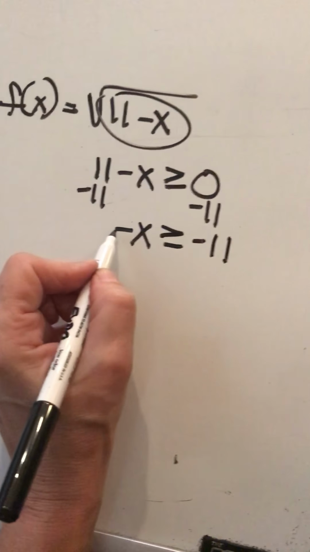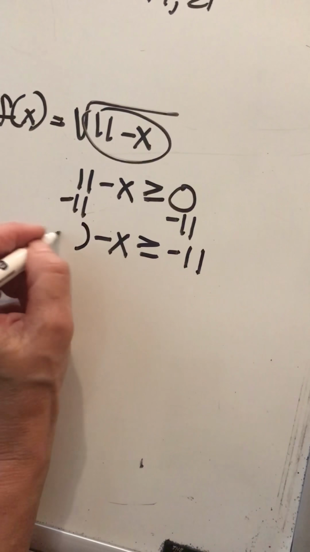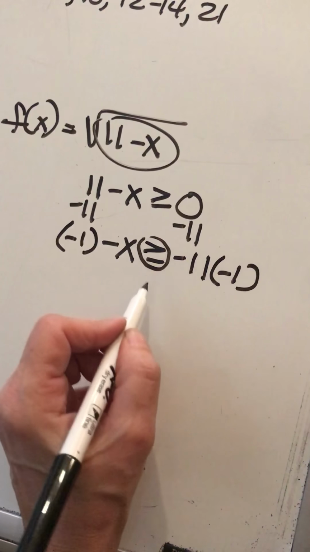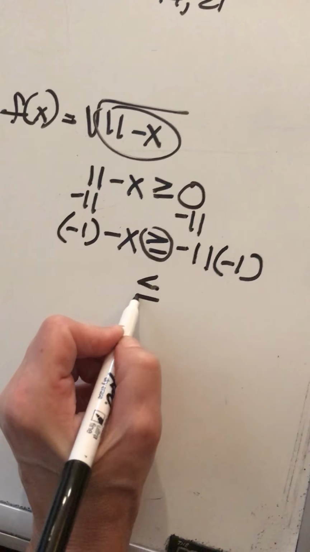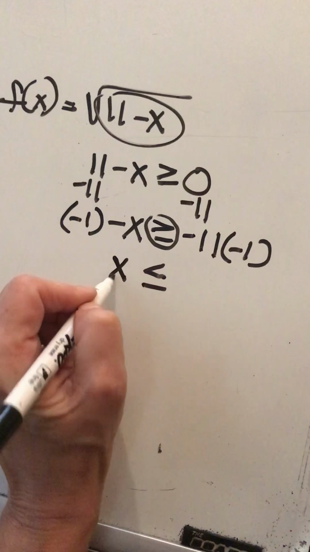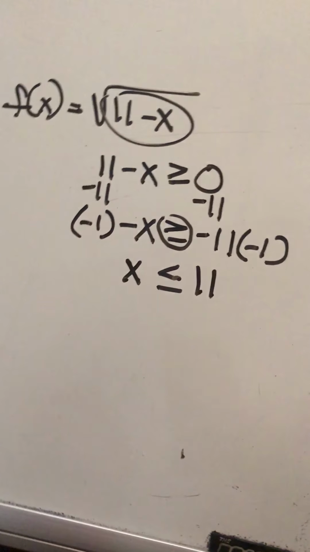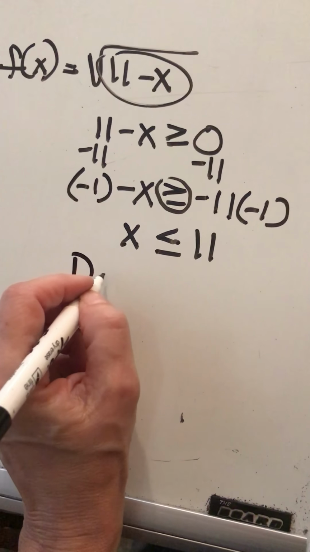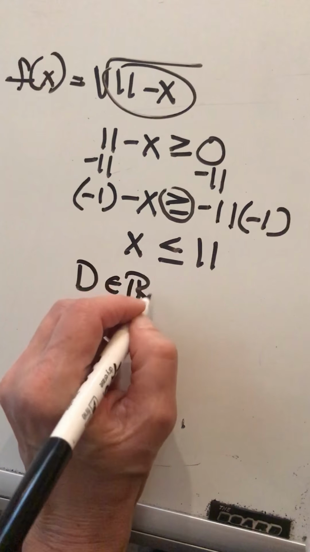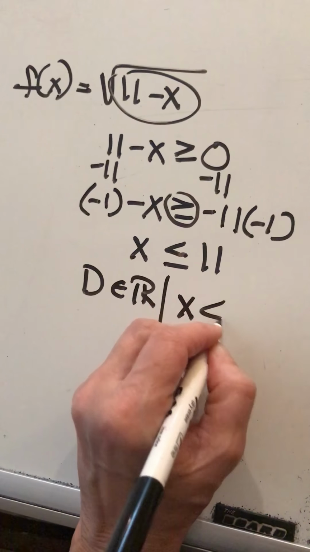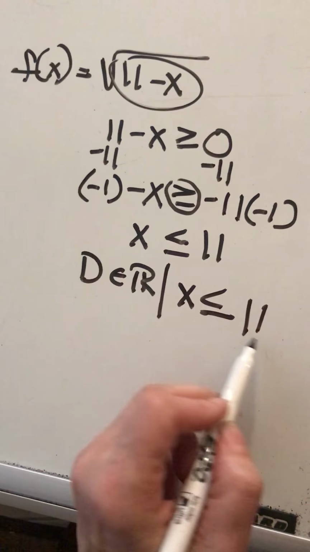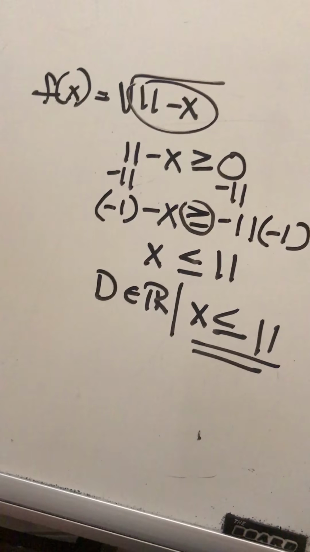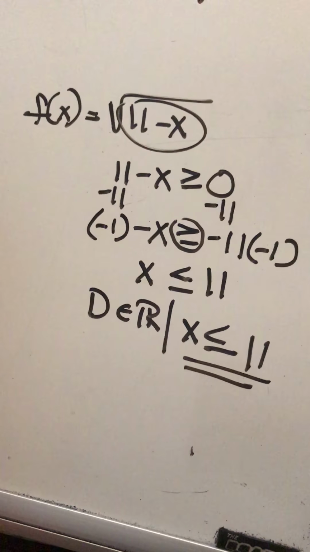I don't want to know what the opposite of x is, but x. So I multiply both sides by negative 1. When I do, it changes the direction of my sign. So I have x less than or equal to 11. So the domain for that function is all real, such that x has got to be less than or equal to 11. X is not greater than positive 11.